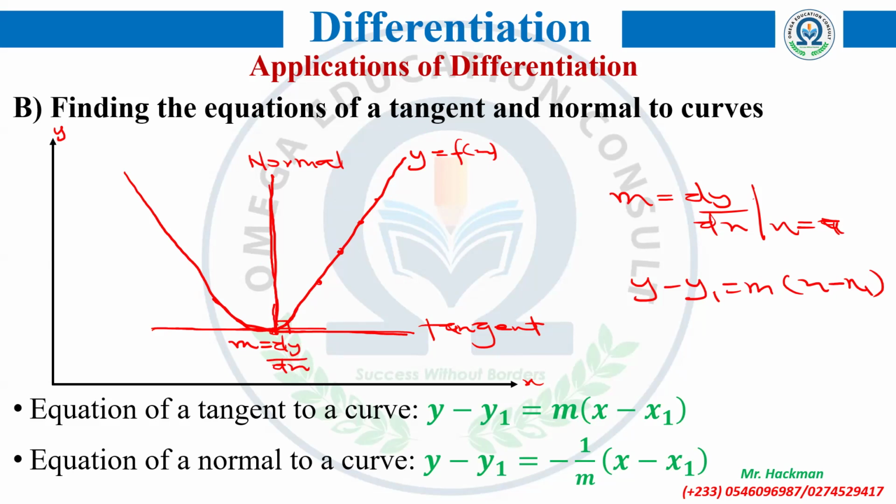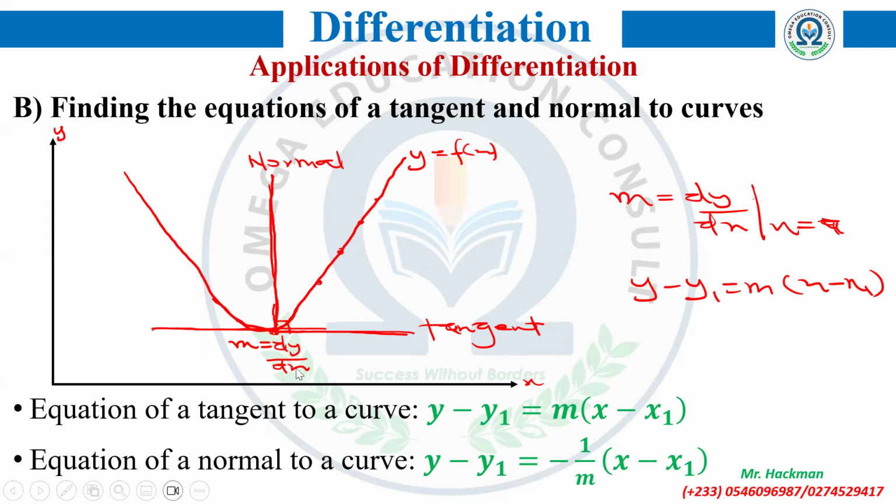So now this is what we are going to have. If you have the gradient of the curve at this point to be dy/dx, you should know that the gradient of the curve at this point will always be the same as the gradient of the tangent at the point. Take note, and I'm repeating, the gradient of the curve at this point is the same as the gradient of the tangent to the curve at that point.